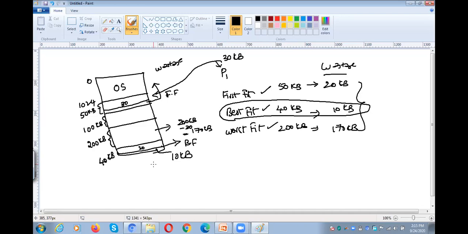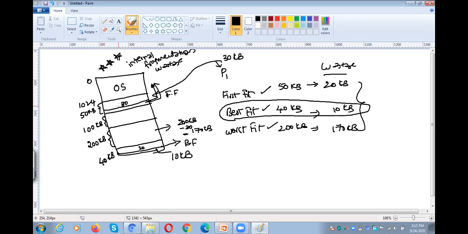Are you got my point? Yes, ma'am. So this particular wastage, I already told you, in this particular 50 KB block, if we keep a 30 KB process, the remaining 20 KB is waste. That is called internal fragmentation. Very important question.